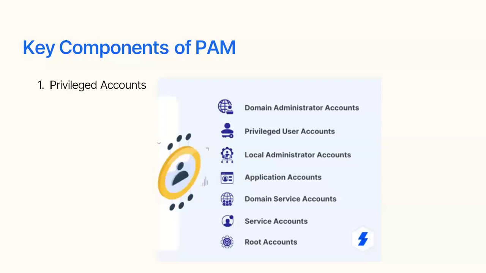We have non-human entities. Service accounts come under that, and RPA bots. A lot of automation is happening, so there can be a lot of non-human privileged accounts also.